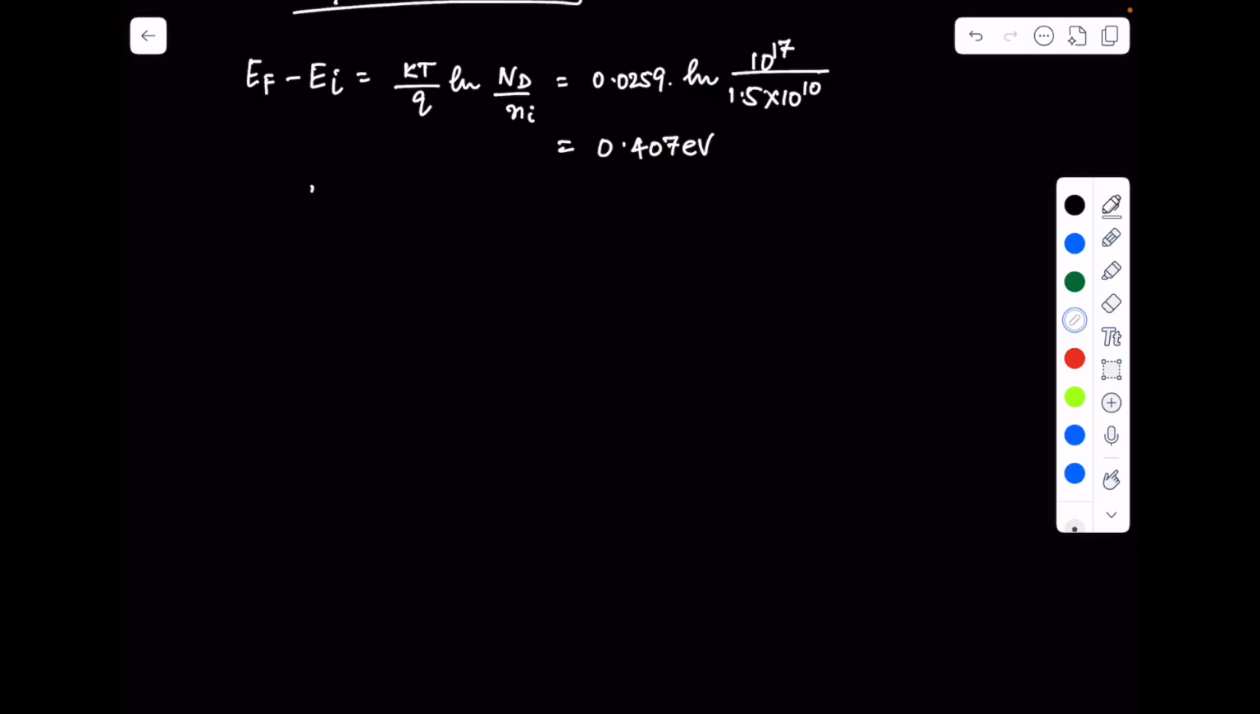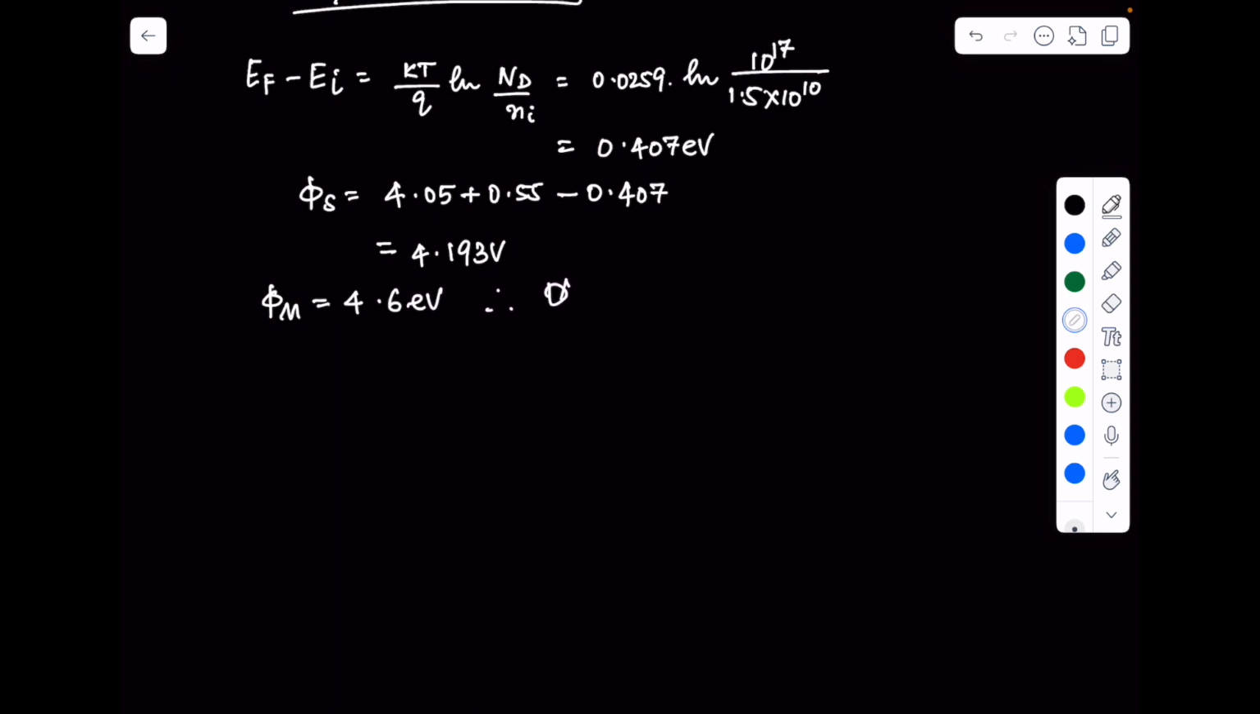So therefore my phi s, remember this is n-type substrate, is nothing but the electron affinity plus 0.55 minus 0.407. In other words, it is 4.193 volts. So this is the work function of the doped silicon. Phi m is given to be 4.6 electron volts. Therefore, phi ms, or the flat band voltage, is 4.6 minus 4.193, which is 0.407 electron volts.